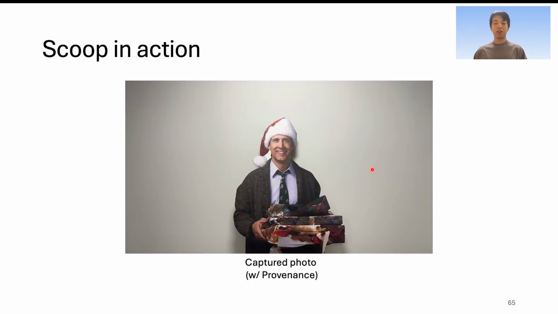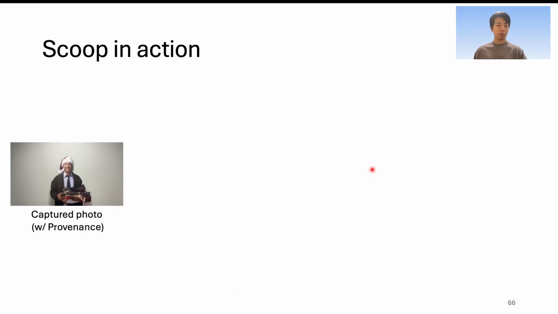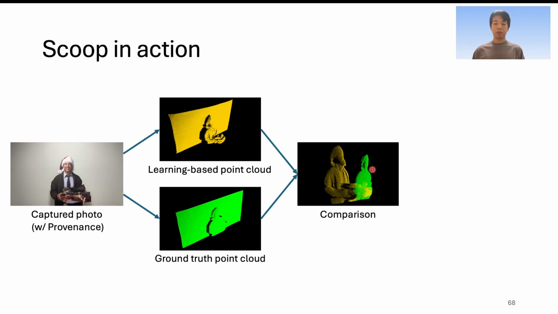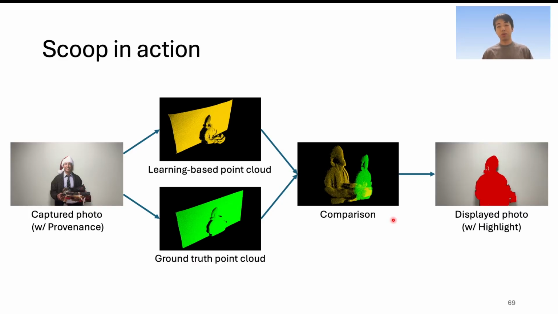Now let's take a look at a new example, where we generate the 2 point clouds, and then we compare them. As you can see, the ground truth one is having a little bit flat surface for the human shape, where, well, we need to highlight that region because they disagree with each other. And what this photo is showing is that it is a life-size cardboard cutout of a human being.